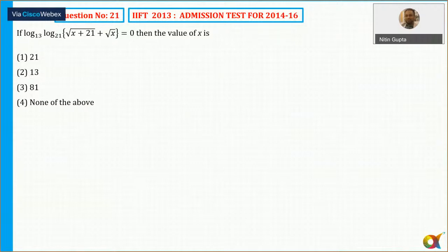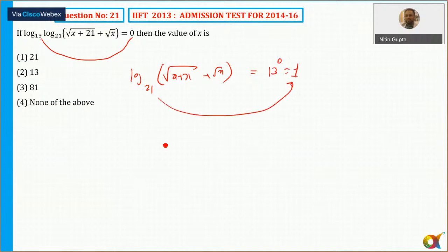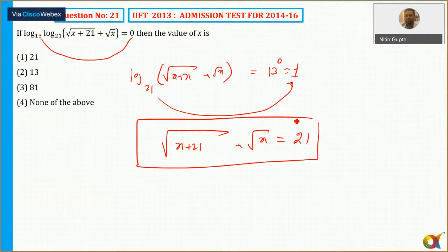Okay, I need the value of x. From the options you can substitute the values and you can find out किस option को substitute करने पे answer right hand side is coming out to be 21. So easily you can solve with the help of the options here.